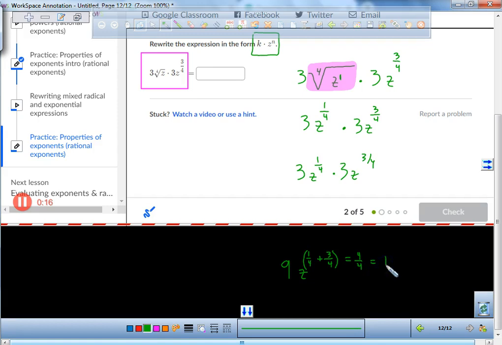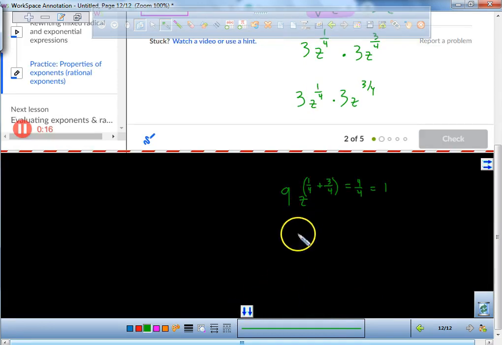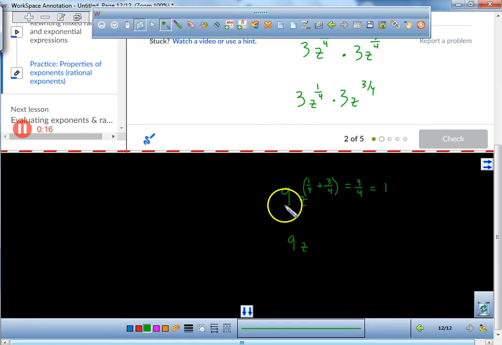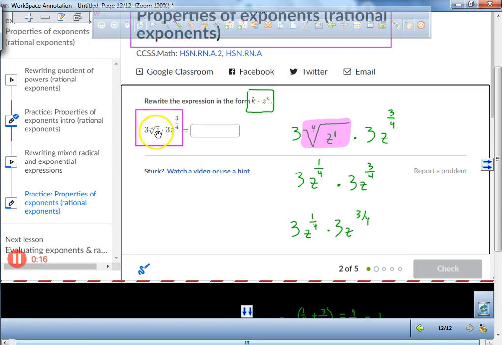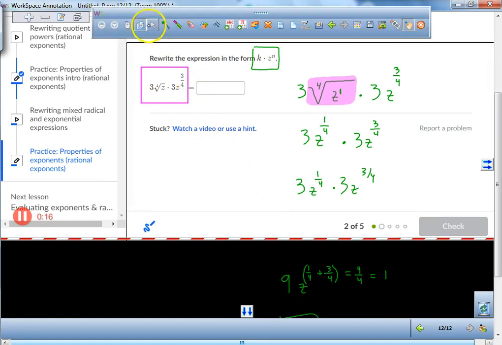All right? So our final answer is going to be what? 9 times z. But I don't have to put z to the power of 1 because it's automatically assumed that it's there. So I'm just going to put 9z. So what did we do with the coefficients? We multiplied the coefficients together. And what did we do with the exponents? We added them together. So I'm just going to type in a 9z.